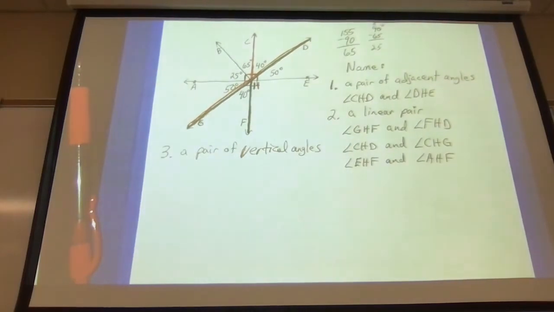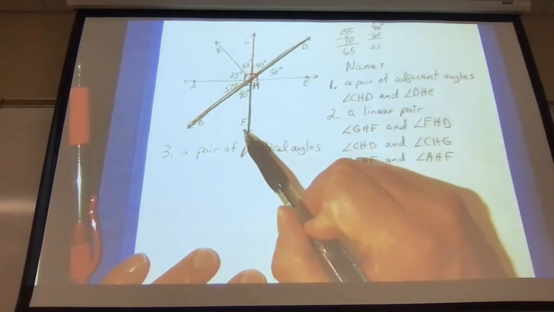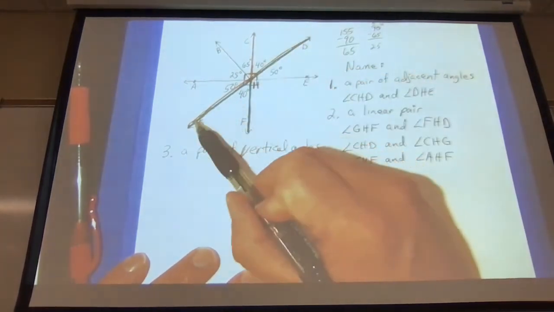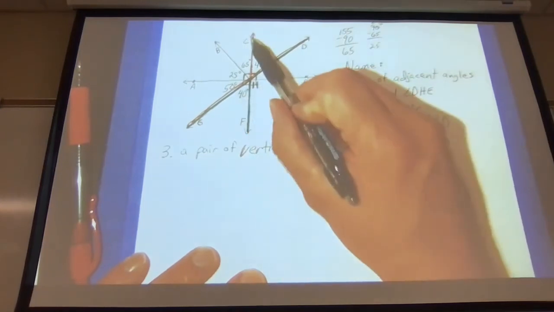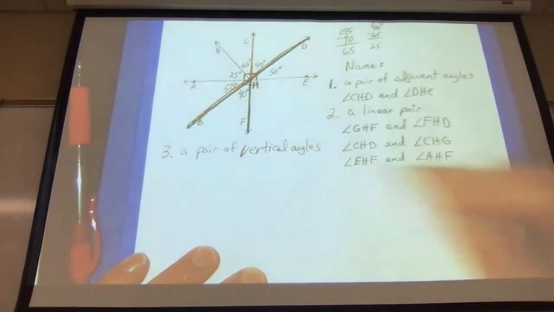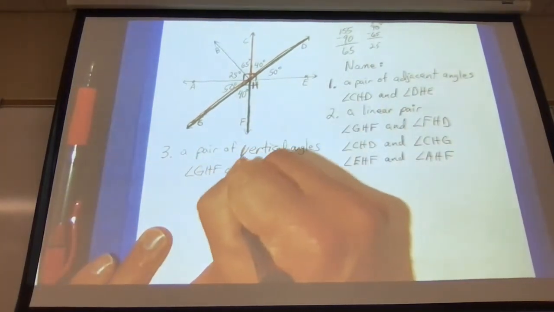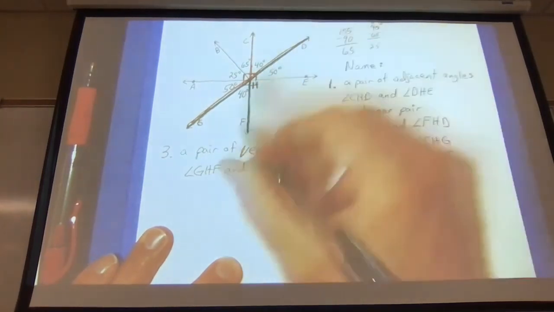Vertical angles, we describe them as being across from each other. But I think they give us a pair of angles that are across from each other. Walker, what do you think? GHF, and what was the other one? CHD, very good. GHF is 40 degrees. CHD is 40 degrees. Those two are right across from each other. That would be your pair of vertical angles. So angle GHF, CHD.